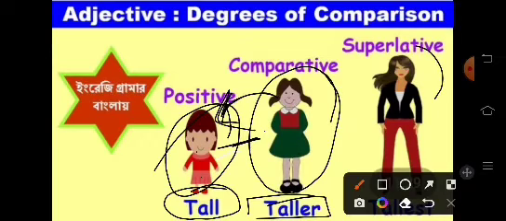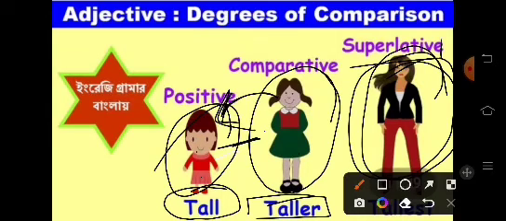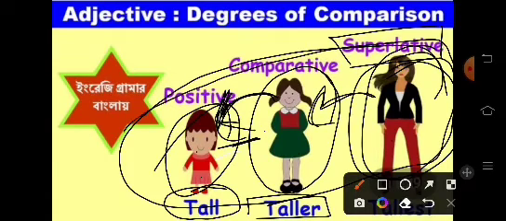And this is the tallest girl. She is the tallest girl. So here we are using the superlative degree because her height is compared with these two. When the comparison is made among the entirety of something, we use the superlative degree. So this is tall, taller and tallest.